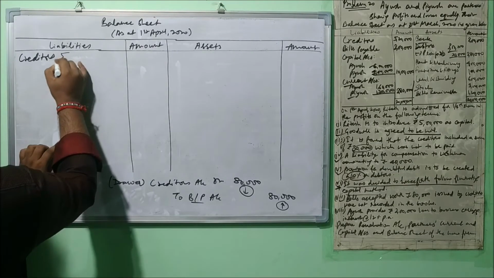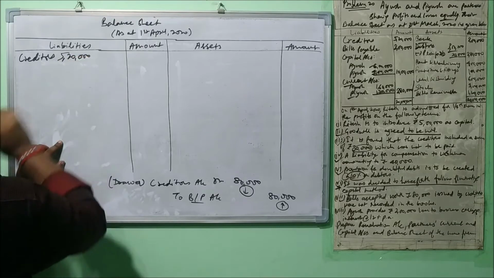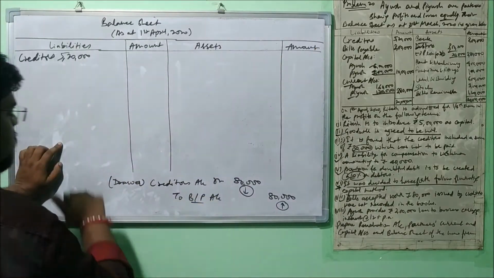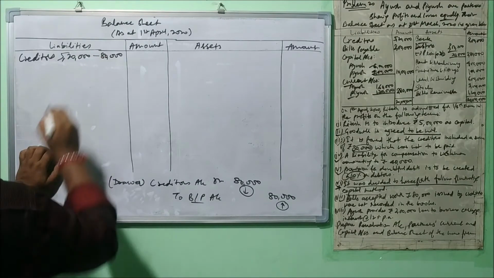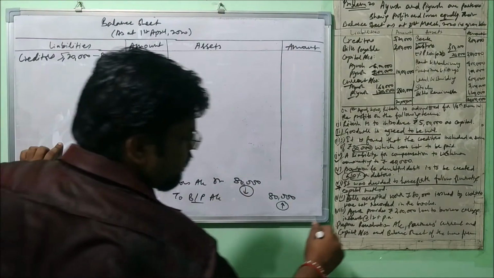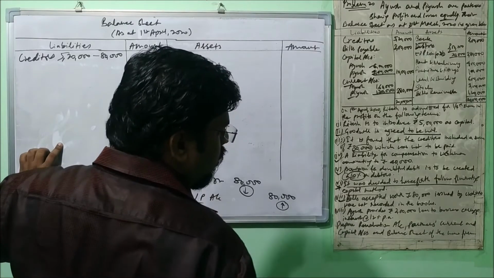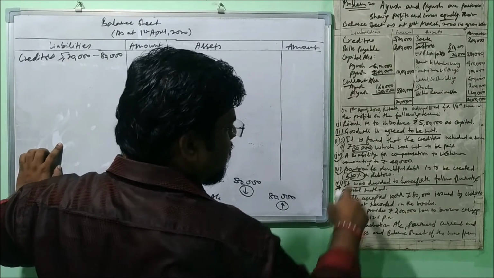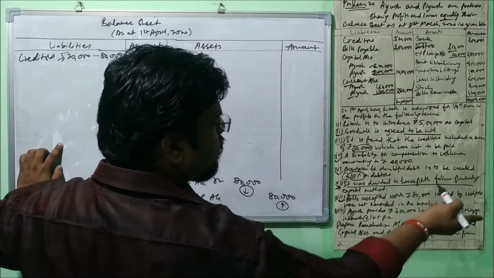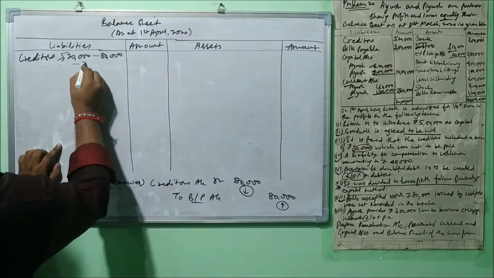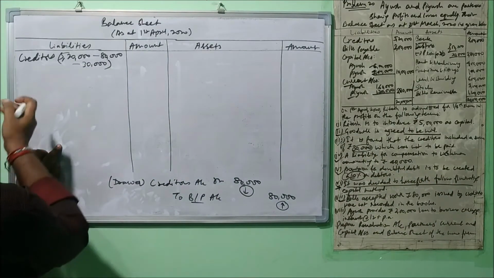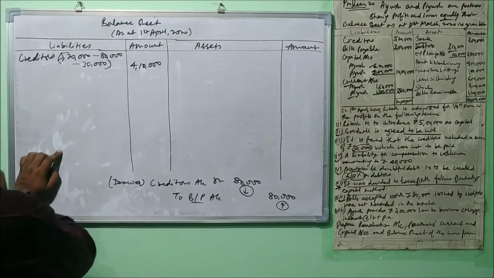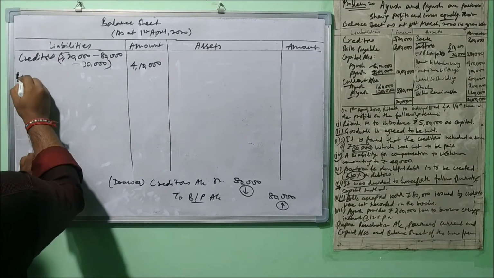Okay, 5,20,000 we have in creditors balance. We will deduct 80,000 related to this entry. Understood? Now, already we had one adjustment related to creditors, that is 30,000. That also reduced, so we will deduct that 30,000 as well. Right? Now let's calculate that. 4,10,000.